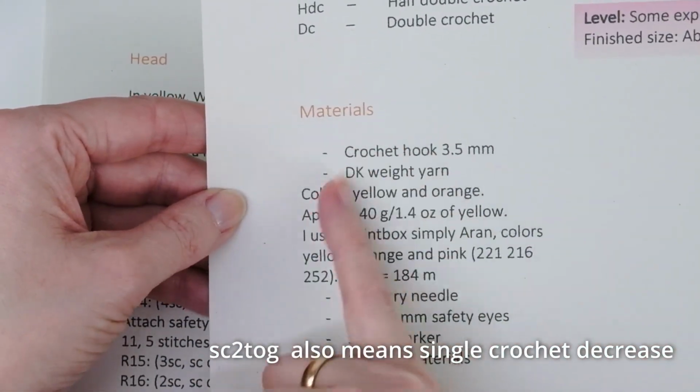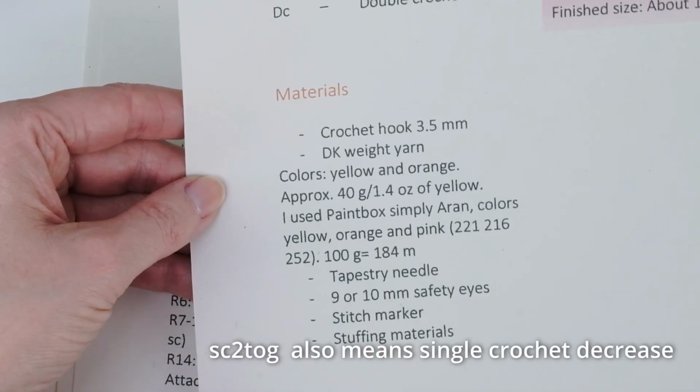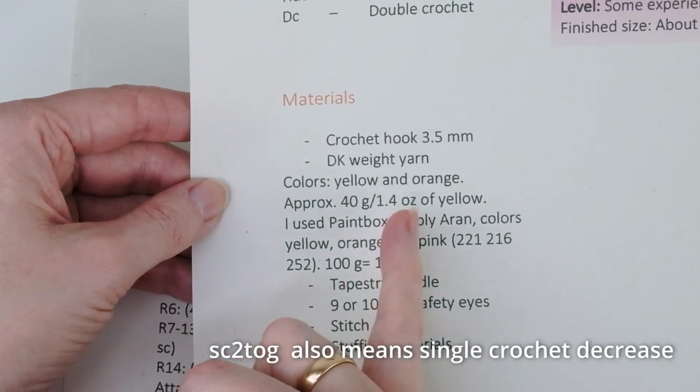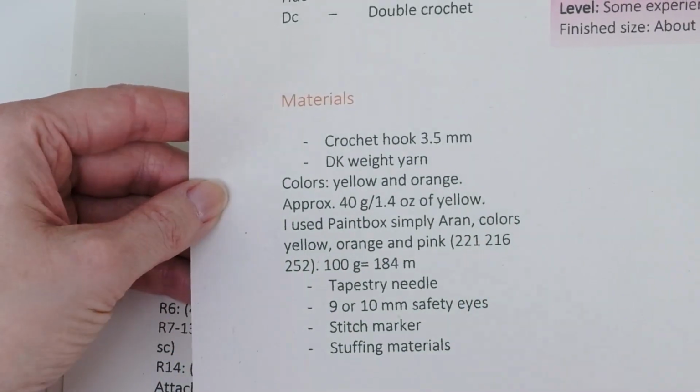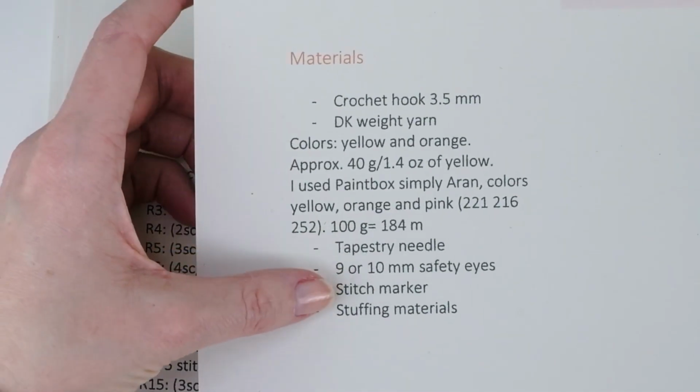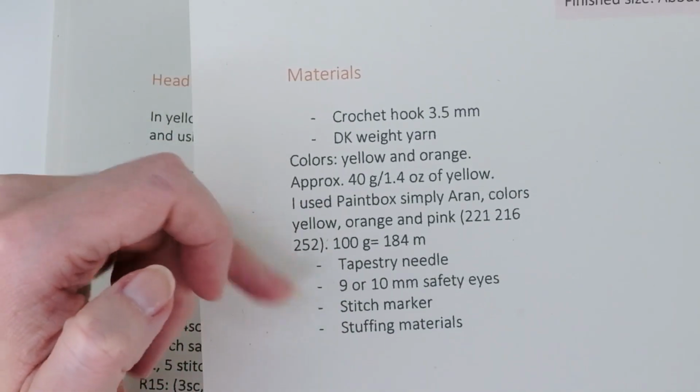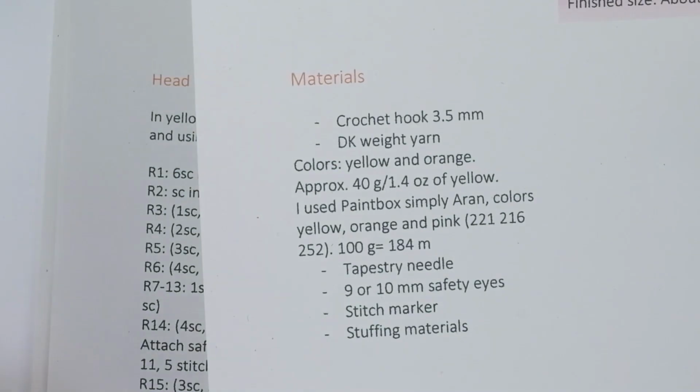Also in the materials section you can find all the information on what kind of hook I'm using and the yarn, and I also like to write how much yarn you need to make the amigurumi, and all other stuff like a stitch marker and so on.